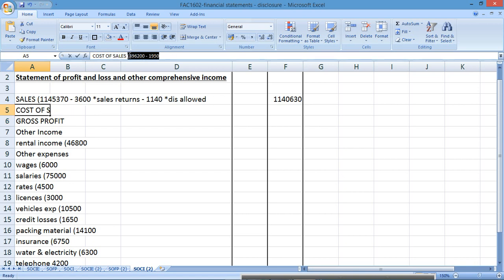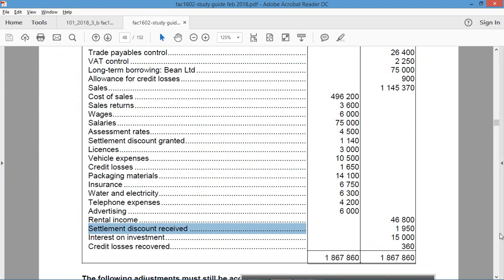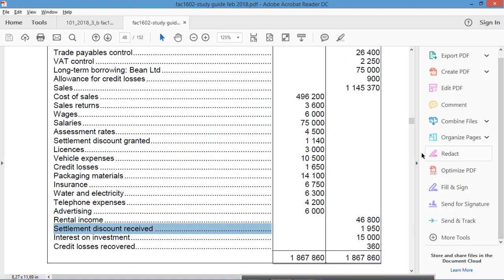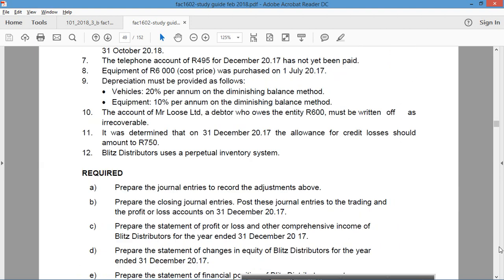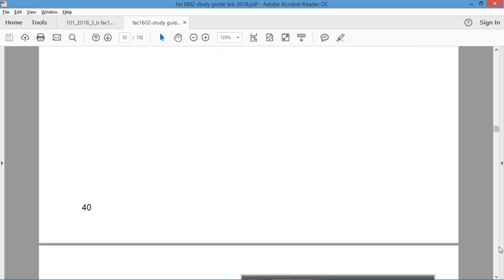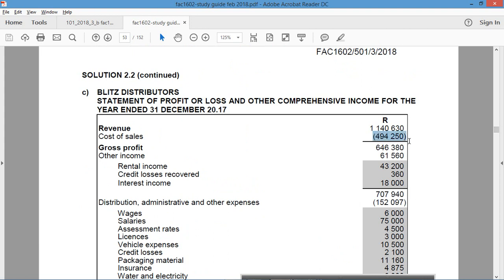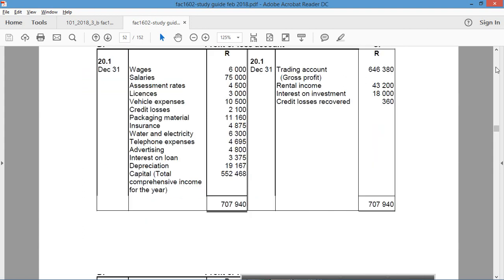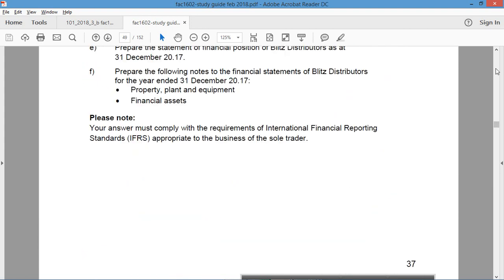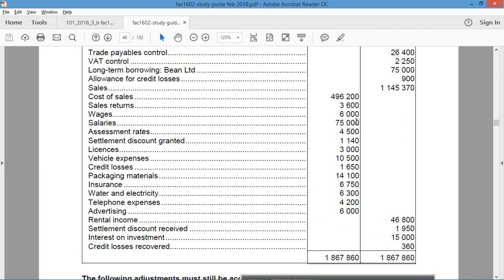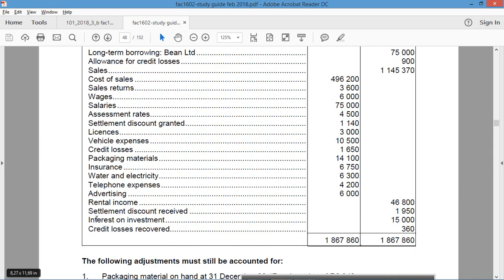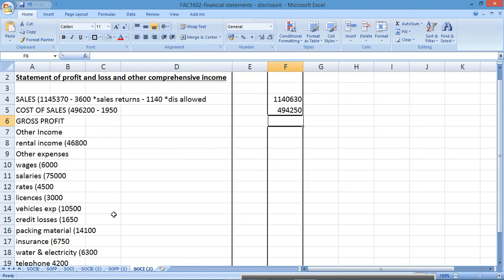Okay, let's see what we get then. 494,250, is that what we had in the answer? Let's double check. Yes, see? 494,250. So again, in terms of brackets, they would have done that. Just be careful with that, because they're actually using the discount as a way to reduce the cost of sales. Okay, this one, it's an income. Yes.